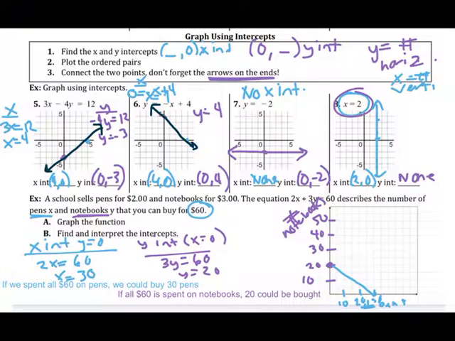If we are graphing using intercepts, we're going to find the intercepts in the exact same way, plot them, and then connect the points using arrows on the ends. The only time you're not going to use arrows on the ends is if we are in a word problem with something that doesn't make sense to talk about negative values, or if you're given a specified domain like you were in Unit 3, which is probably not going to happen for this particular unit.